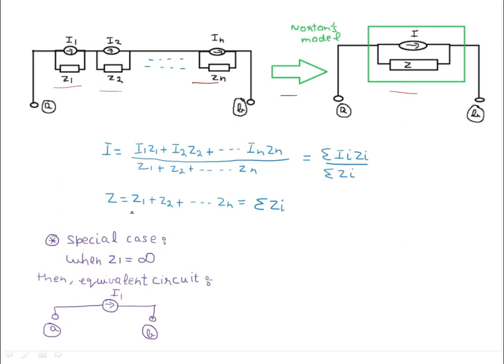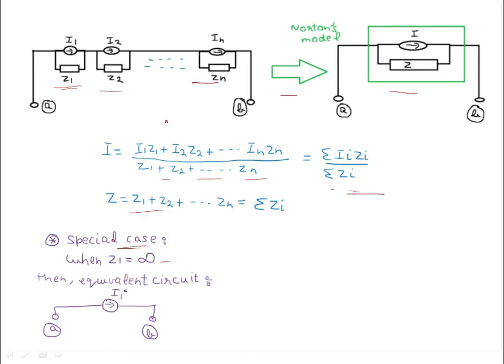Then Z is equal to Z1 plus Z2 plus so on, and I is equal to I1 Z1 plus I2 Z2 plus up to In Zn divided by Z1 plus Z2 up to Zn. Here we have one special case when Z1 or any specific impedance is infinite, means open circuited.